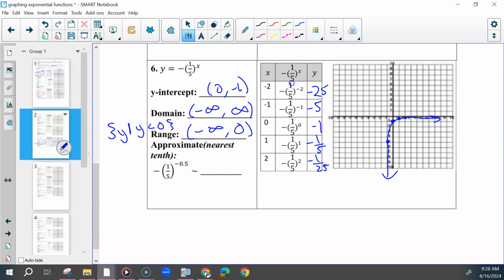Go ahead and put that in your calculator. Tell me what that is. -2.23. And we're running out of time, so it's -2.2. That works.